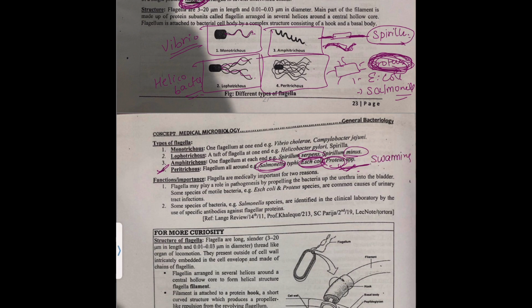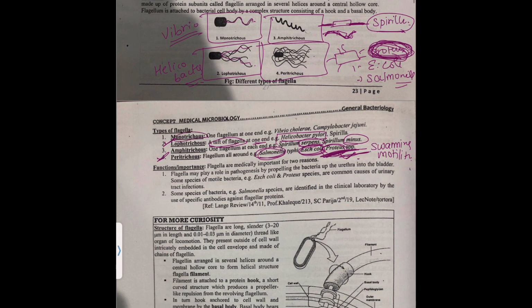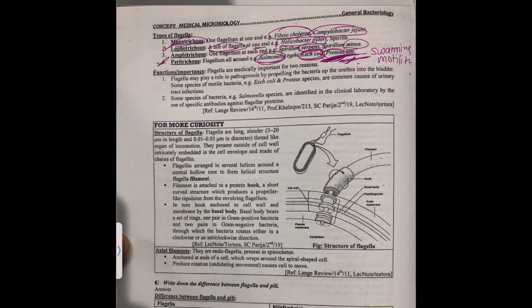Remember, swarming motility. Proteus is highly motile. It has peritrichous flagella. It is very motile. Then lophotrichous is a tuft of flagella at one end. Remember helicopter and Helicobacter species. Clear? Then monotrichous would be Vibrio and Campylobacter jejuni. Clear? Flagella is for propelling, that is, movement.